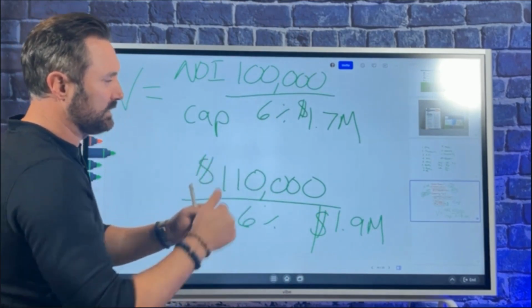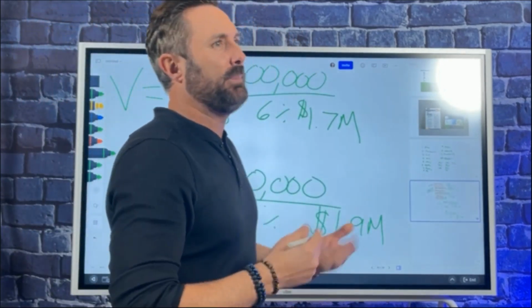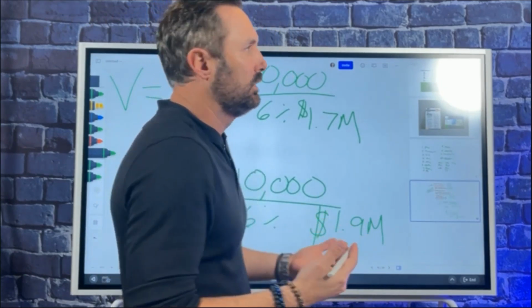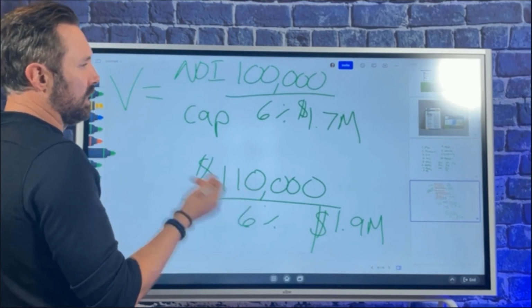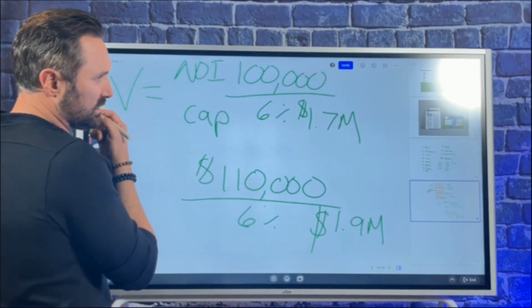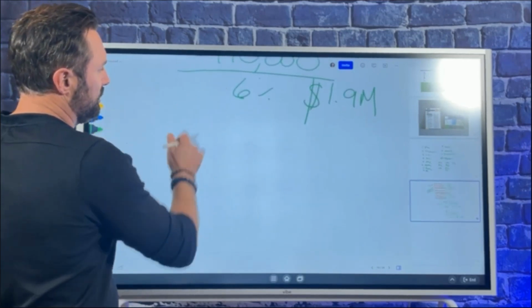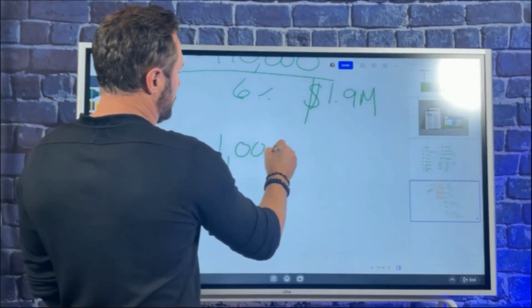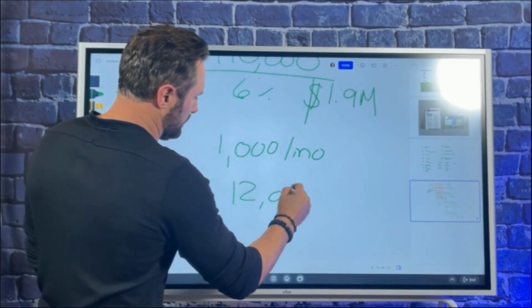Increasing rents, decreasing expenses, you see how this works. That's why the power of net operating income is critical. It's massive. It's like a 20 times ratio, because if I can increase $1,000 a month on a property, that's $12,000 a year.